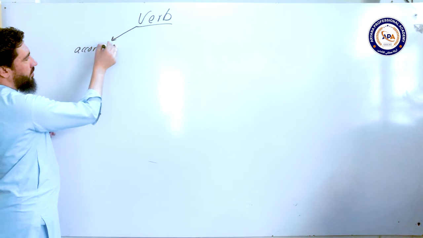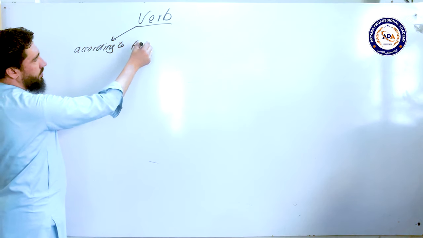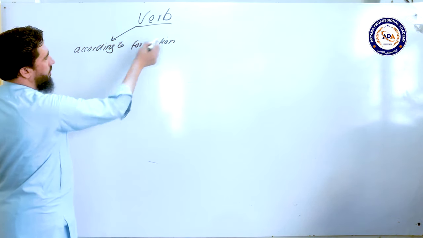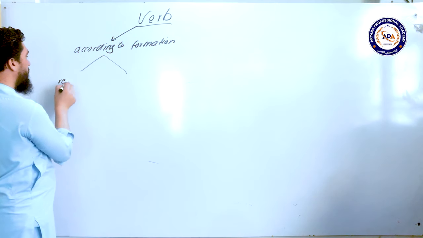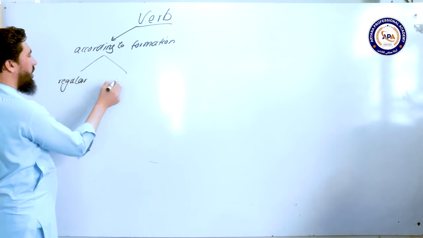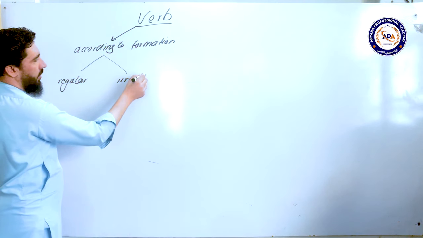According to formation, there are two types of verbs: regular and irregular.